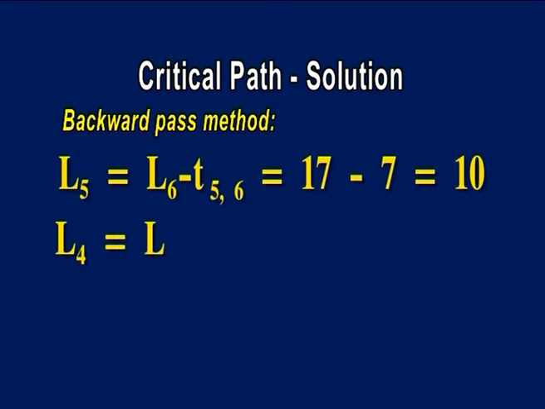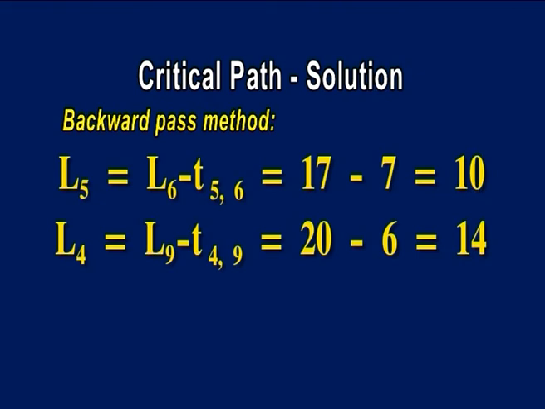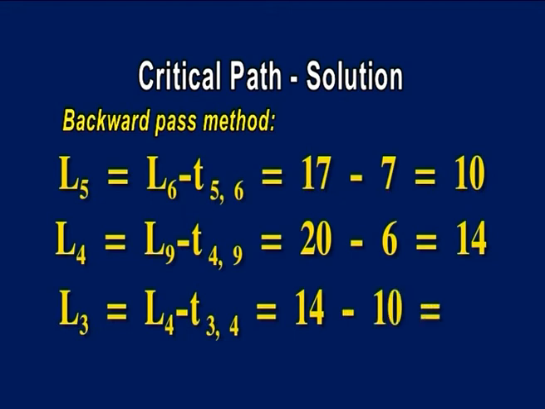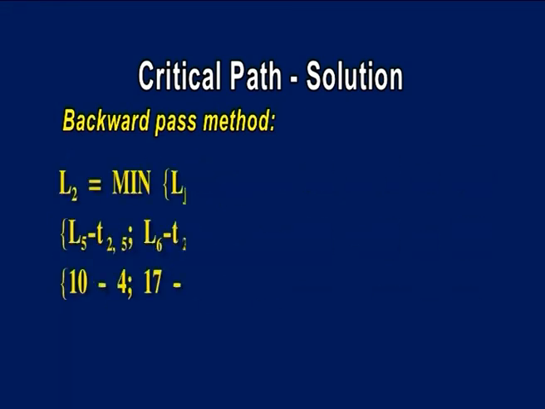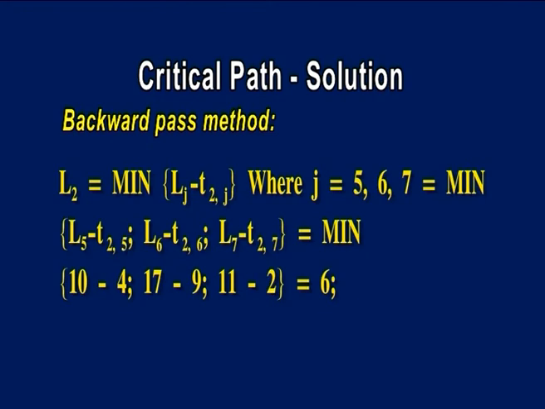L4 is equal to L9 minus T4,9, which is 20 minus 6 equals 14. L3 is equal to L4 minus T3,4, which is 14 minus 10 equals 4. L2 is equal to min of Lj minus T2,j where j is equal to 5, 6, 7, which is minimum of L5 minus T2,5, L6 minus T2,6, L7 minus T2,7, which is min of 10 minus 4, 17 minus 9, 11 minus 2, equal to 6.